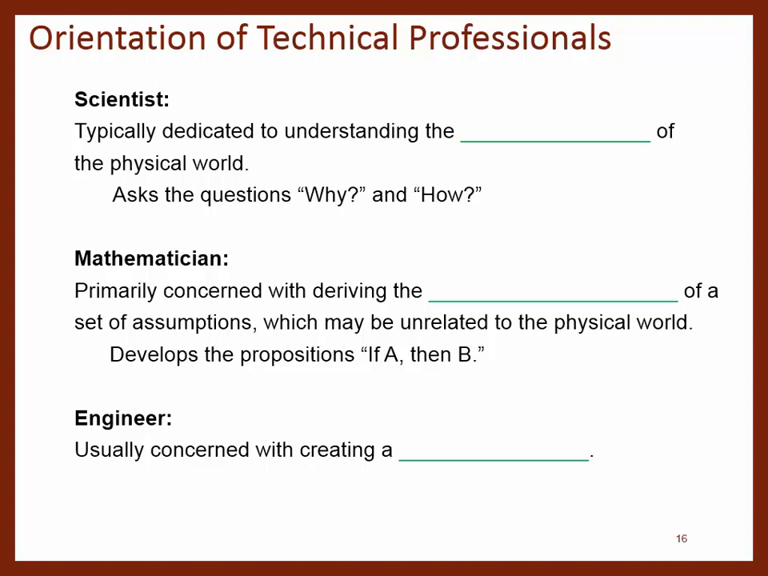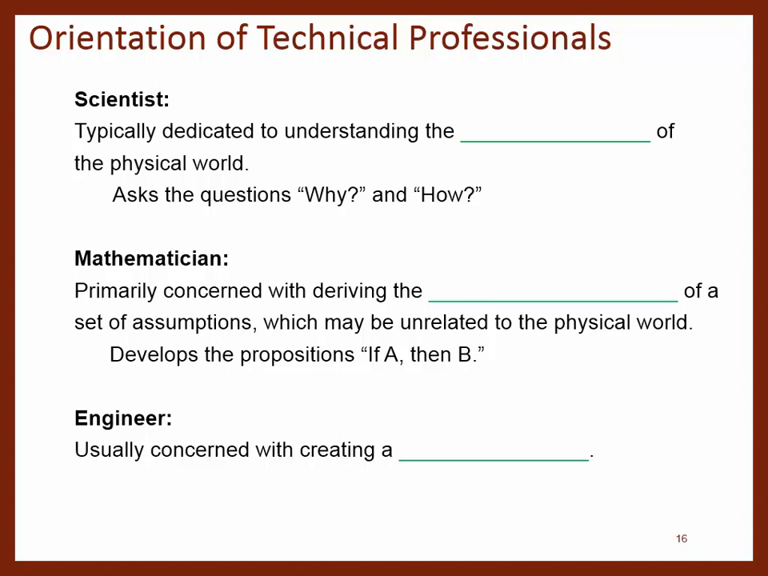So, orientation of technical professions. The point that I'm trying to make with the following slides is that, as part of systems engineering, you need a balance in terms of the knowledge that you acquire. It's not pure science, it's not pure math, it's not pure engineering. It's a balance among these three areas.